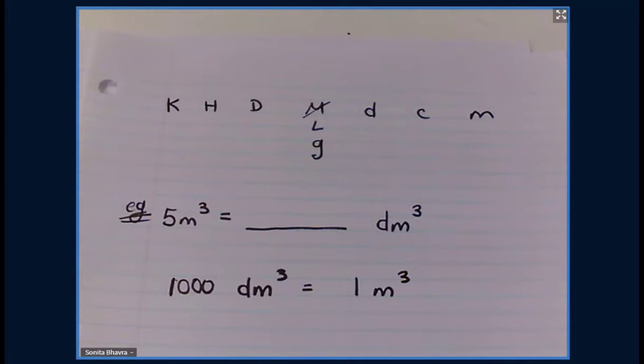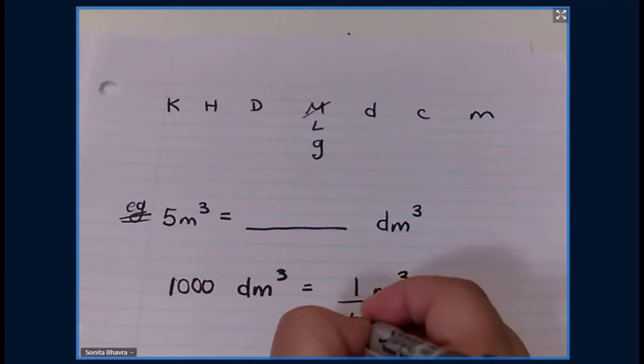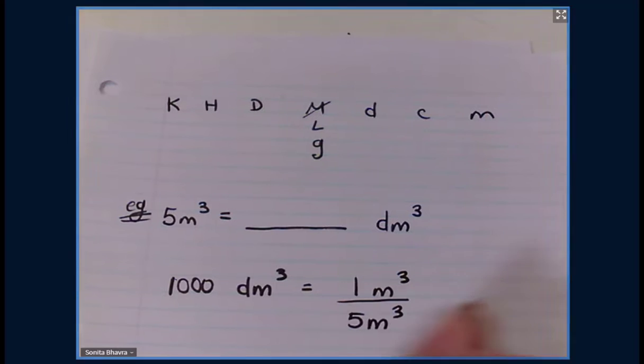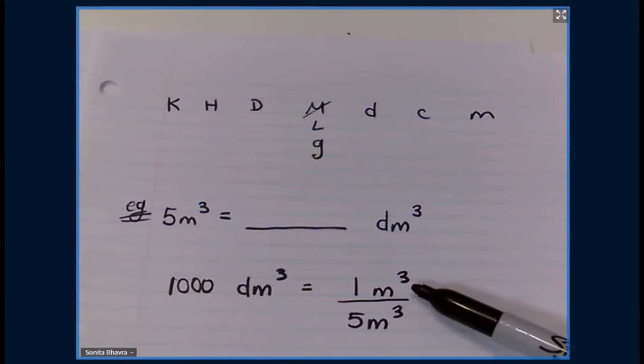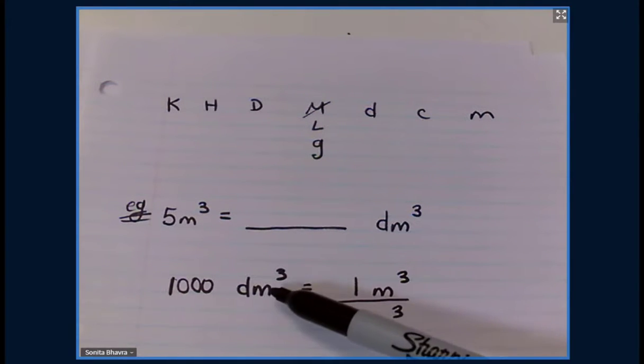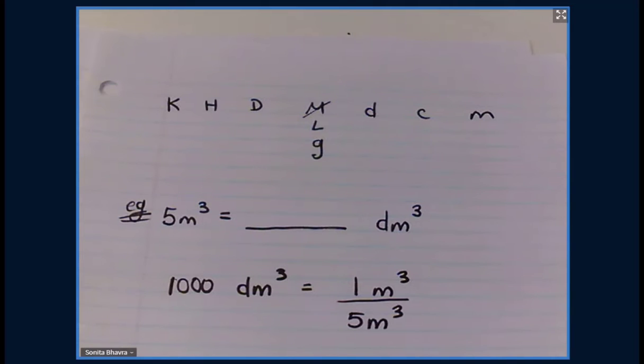Okay, and so we're just going to set this up like a ratio. And so we know that we are given in our question 5 meters cubed. So I'm going to put that here. So I've kept my meters cubed units here, and my decimeters cubed units here.